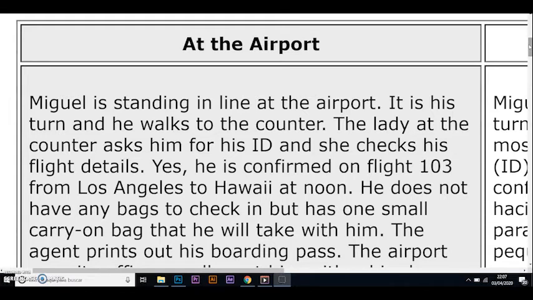Miguel is standing in line at the airport. You use "at the airport" because it's an airport. Okay, you use the preposition "at". Also, you use "standing" because it's an action happening right now. It's in the continuous tense. Okay, let's continue.